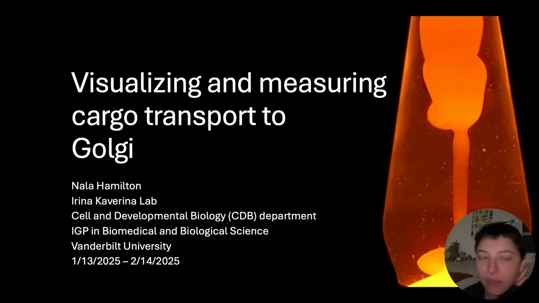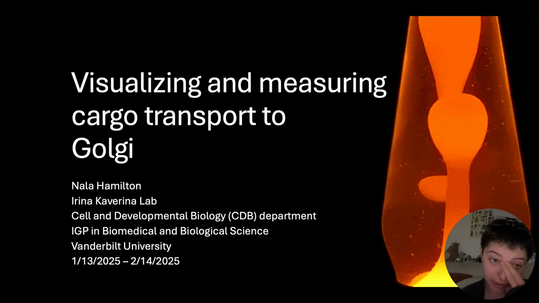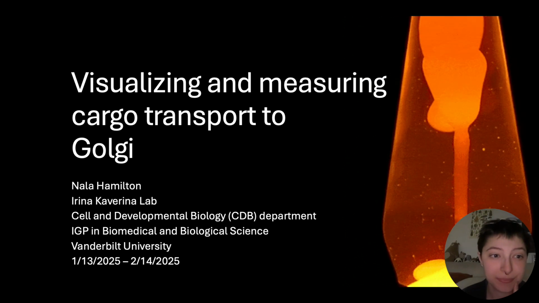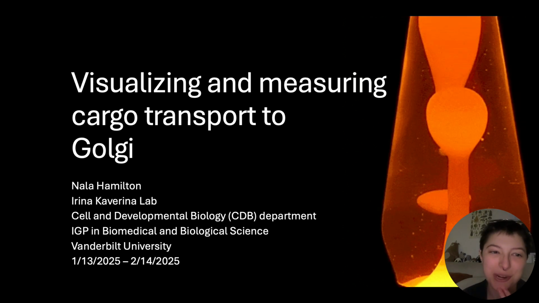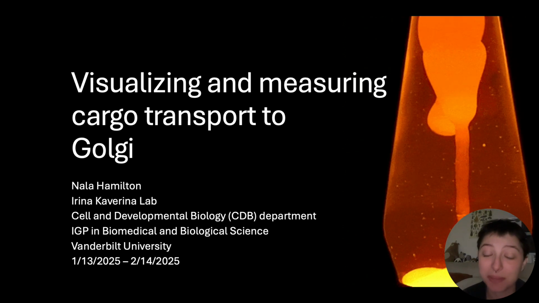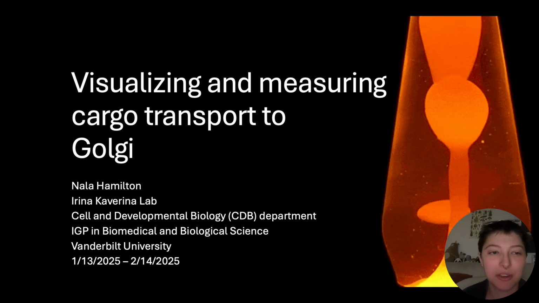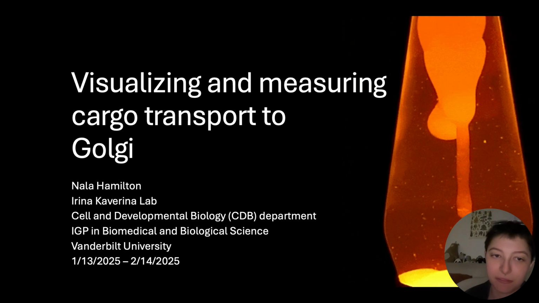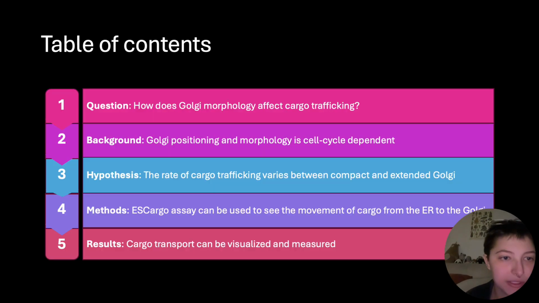Okay. Today I'm going to be presenting a project that I did for my third rotation, which was in a microscopy lab. So my project was basically to optimize this cargo transport assay, and the purpose was to visualize and measure cargo transport to the Golgi. And here's a little layout for you guys so you can orient yourself throughout the presentation.